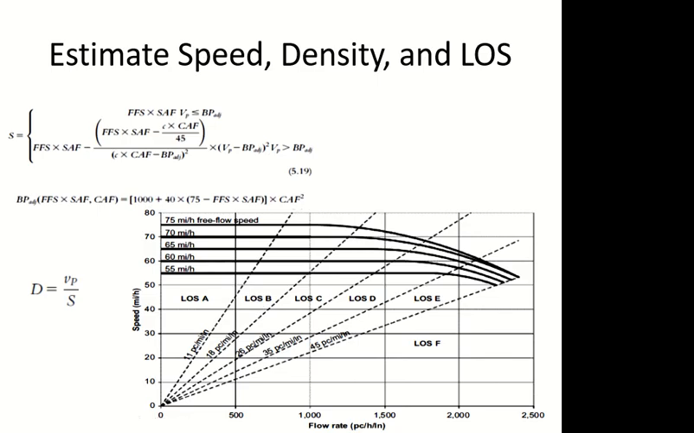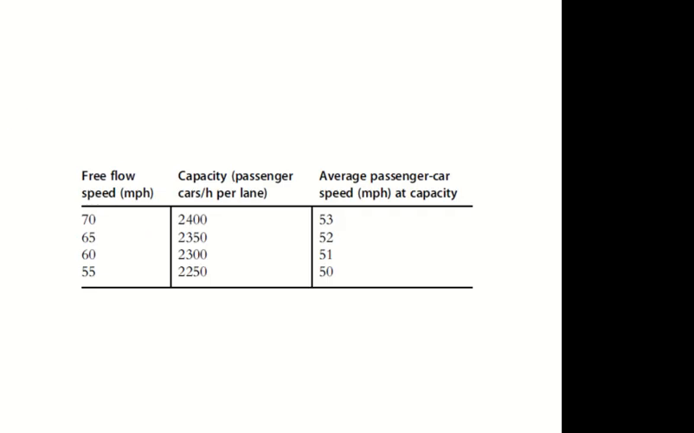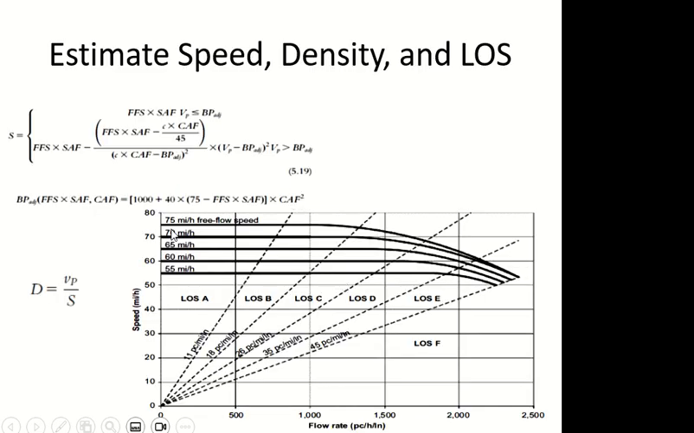I don't need the density and I don't need the speed as well. So this can be done. You can use these curves to find out the level of service directly, and you can come to this table and find out the capacity and the average speed at capacity as well, only if your free flow speed matches these values. If your free flow speed doesn't match, then these curves cannot be used.